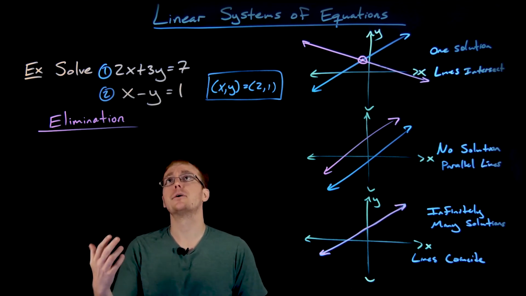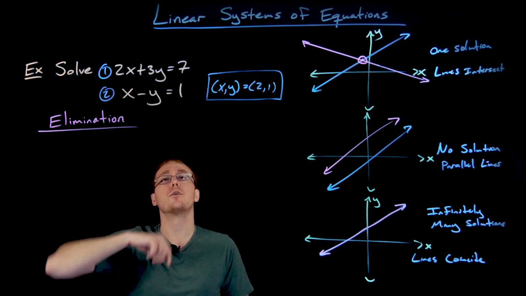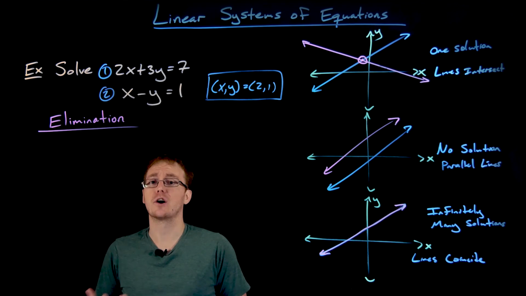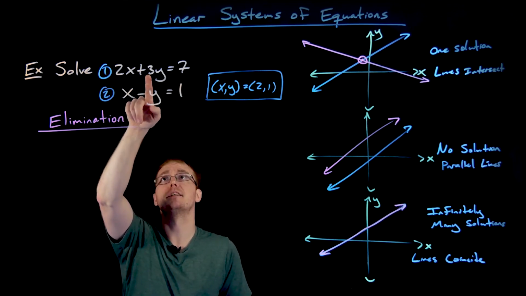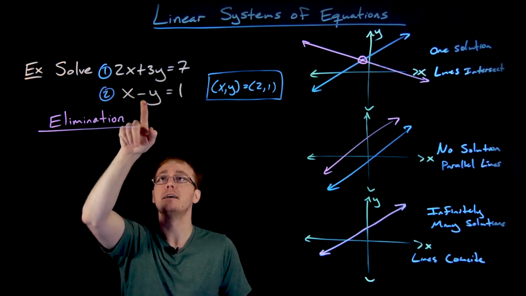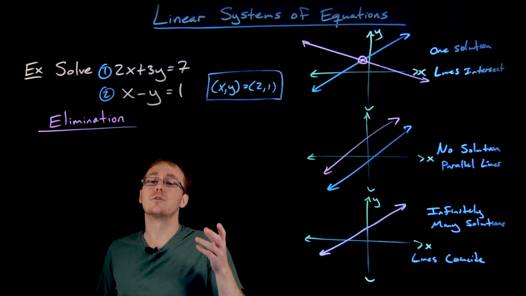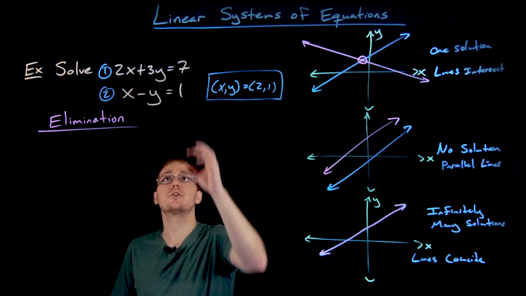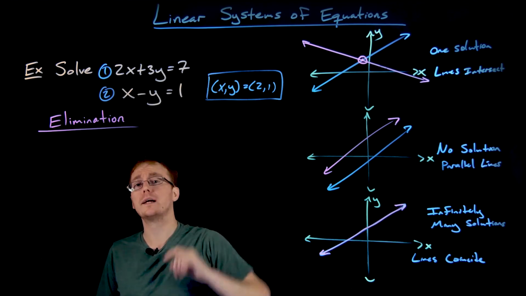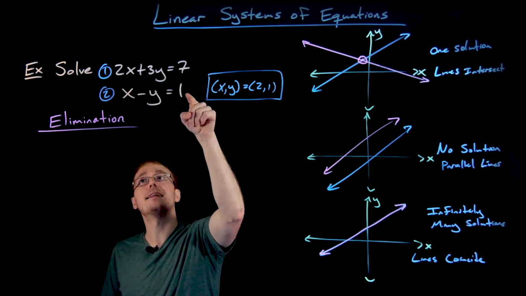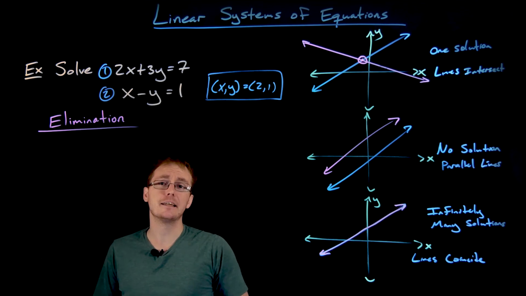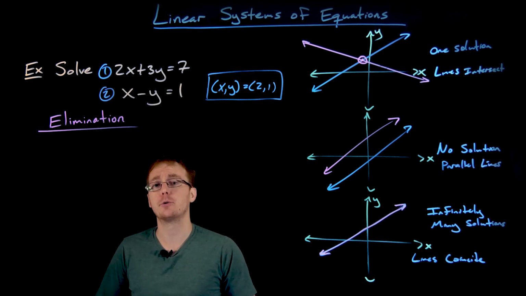And so here I might notice that the y's already have coefficients that are opposite in sign. The first one is positive 3y. The second one is negative y, or negative 1y. And so if we want to combine these equations together so that y gets eliminated, one way to do that is to multiply the second equation and everything in it by 3 and then add the equations together.